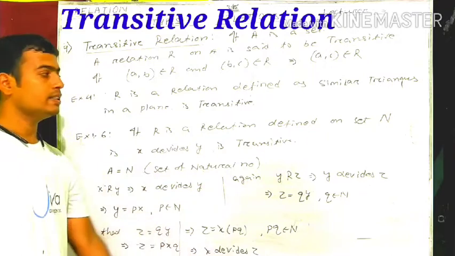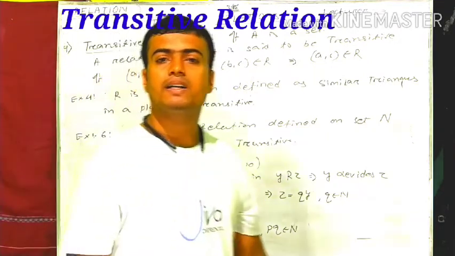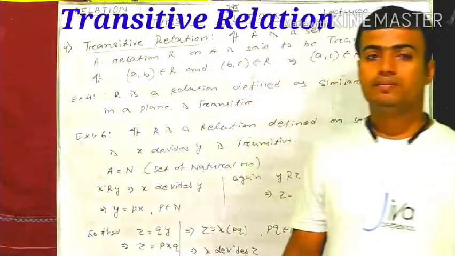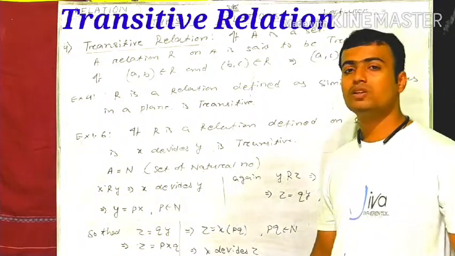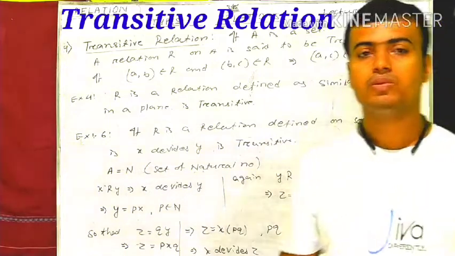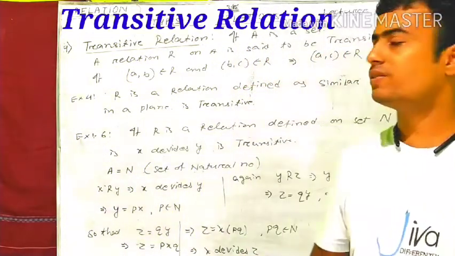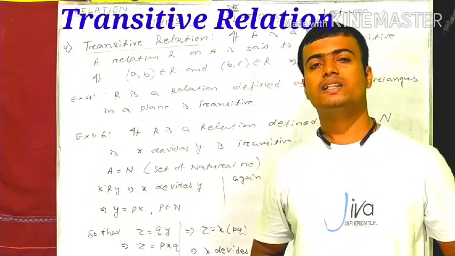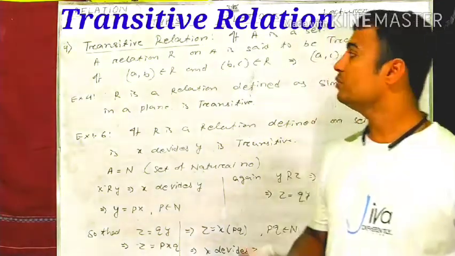So this is my topic, and my chapter is relations. My topic is types of relations. Here we discussed many types of relations. First I gave you void relation, universal relation, identity relation, reflexive relation, irreflexive relation, symmetric relation, anti-symmetric relation, asymmetric relation, and then after that I gave you transitive relation.